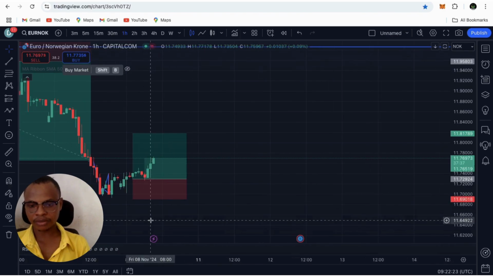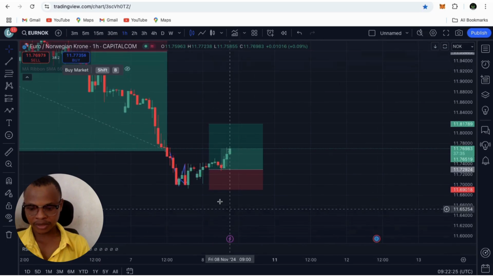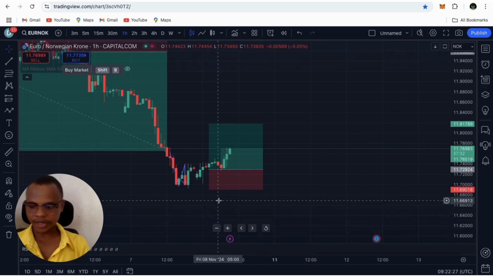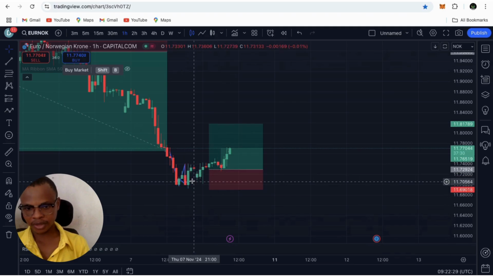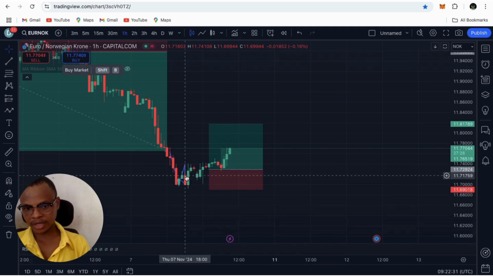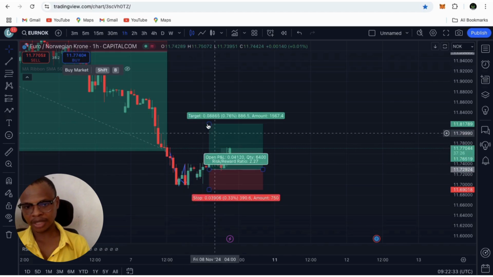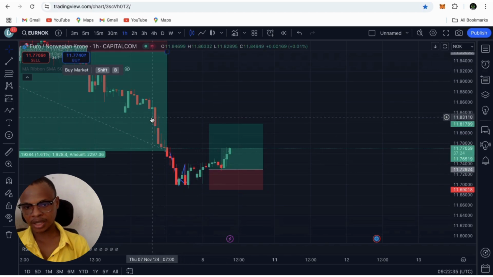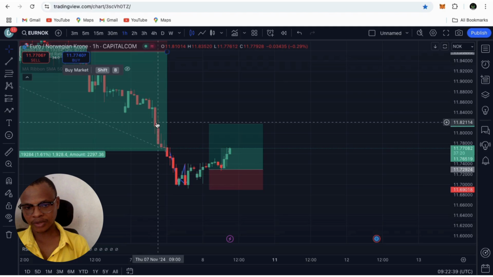And also at the close of that second leg, if you look at it very well, you will see the engulfing candle right here. So after the closing of that engulfing candle, that was where I placed my buy. And my take profit is at this candlestick here, which was exactly what I did on my Euro USD. That's why I placed my take profit.